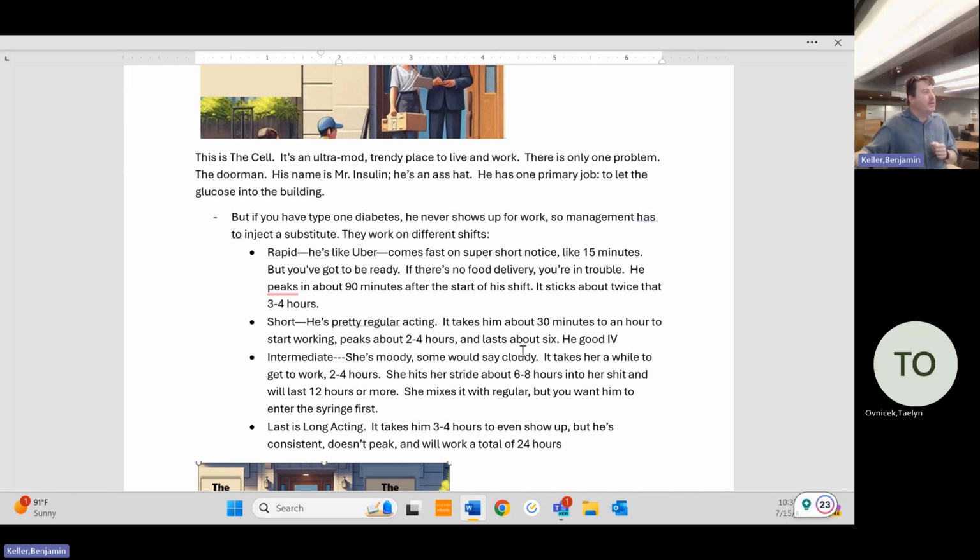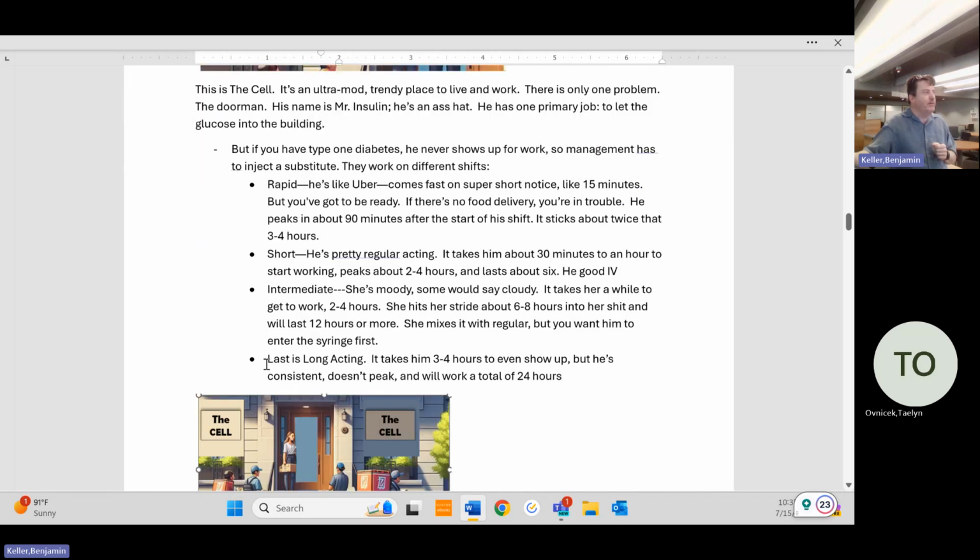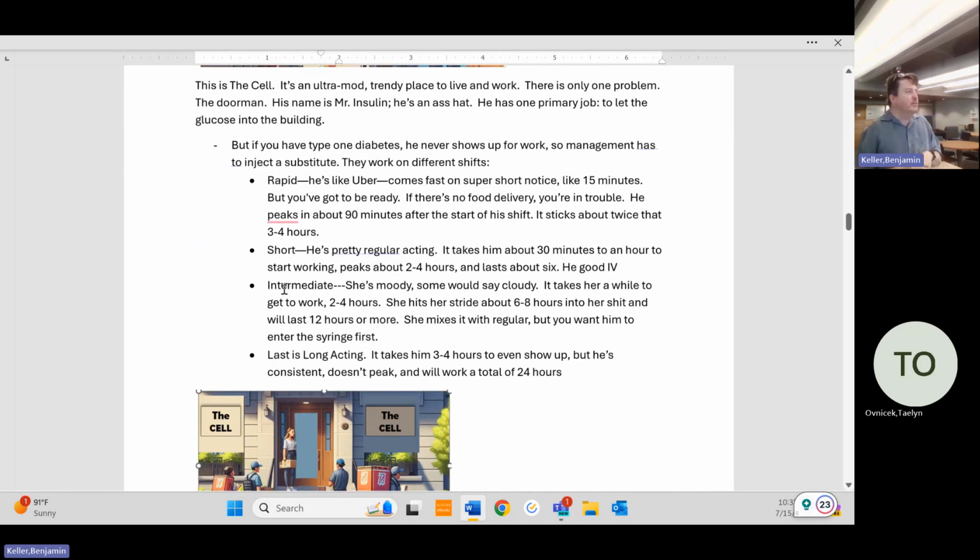That's very important. The next type of insulin that we have that substitutes is the short acting, and he's pretty regular acting. And short or regular, those are usually interchangeable terms. That's why he's regular acting. It takes him about 30 minutes to an hour to get to work, kind of your average commute. He peaks about 2 to 4 hours, and then he lasts about 6 hours, kind of your average short working day. He's good IV. Most things will say that only regular or short acting can go IV.